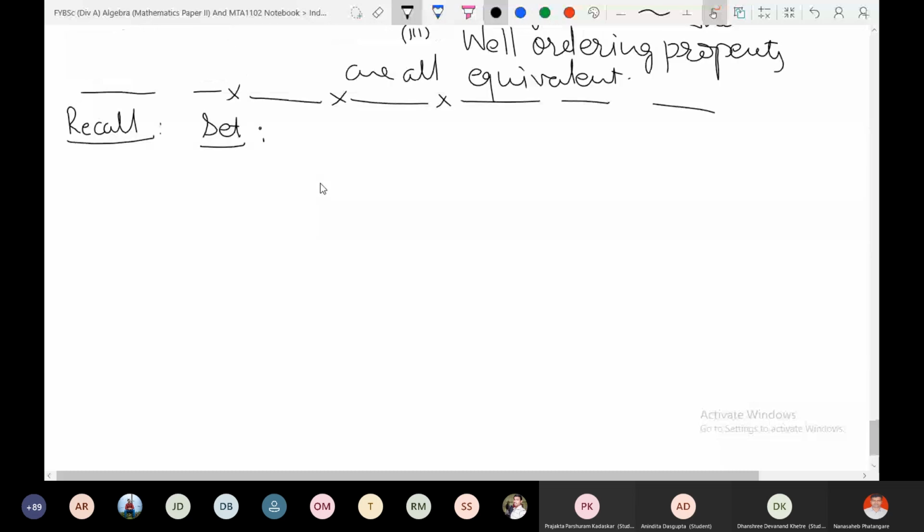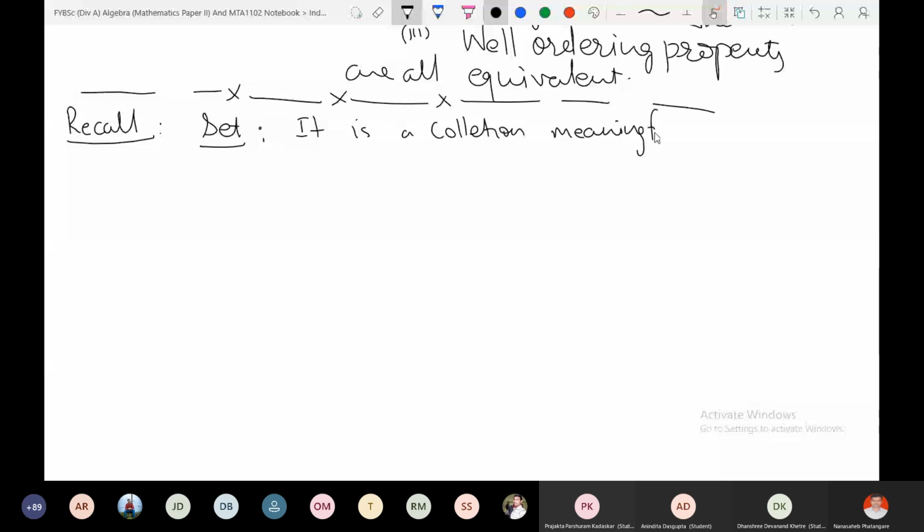Right, so all of you know the definition of a set: a collection of objects. Similar objects, a collection of meaningful objects. Sometimes it is also said that it is a collection of well-defined objects. So what does meaningful mean?